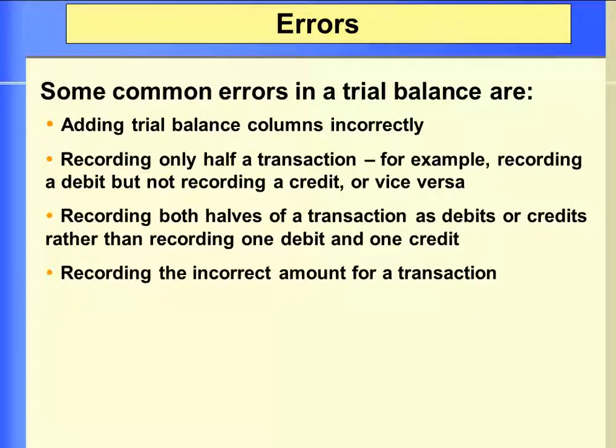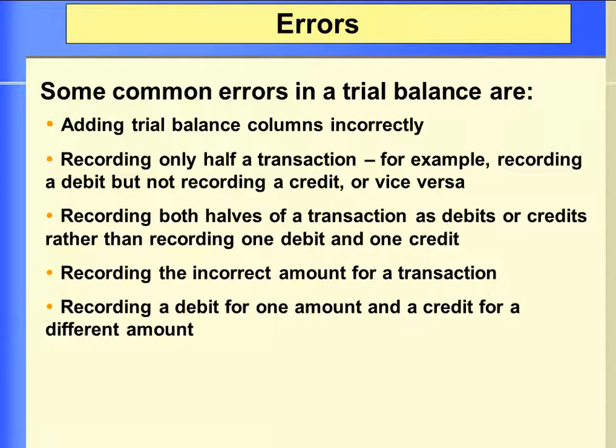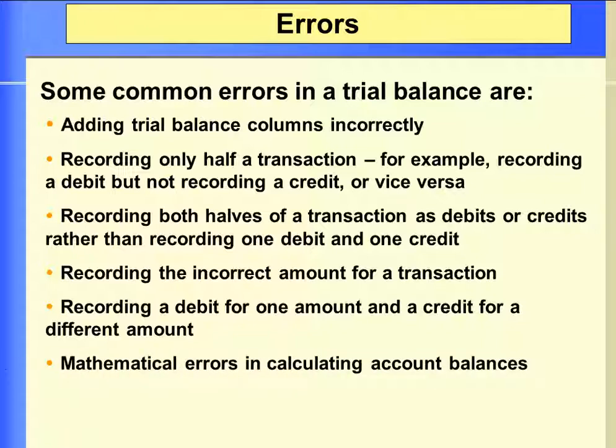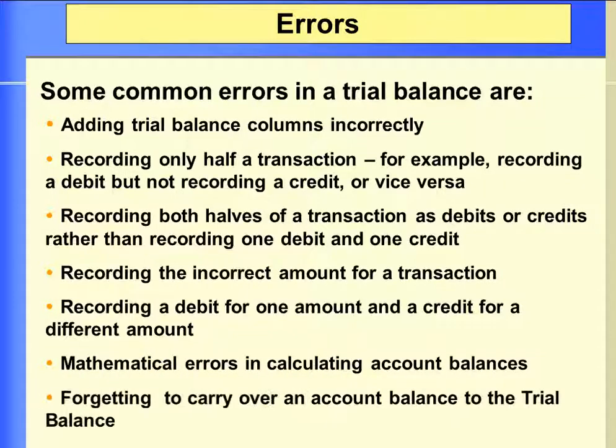And the book gives good examples on this. Incorrect amount, recording a debit instead of a credit, or recording a debit for one amount and a credit for a different amount. Mathematical errors. And forgetting to carry over the balance for the trial balance.